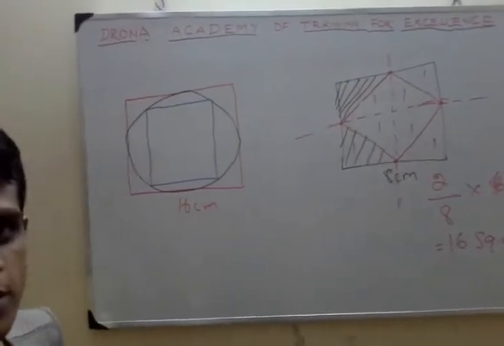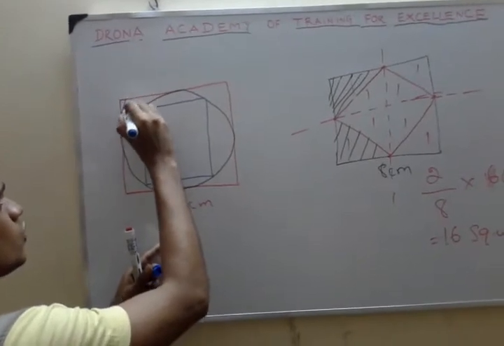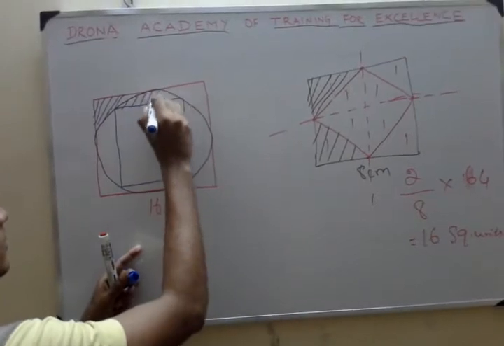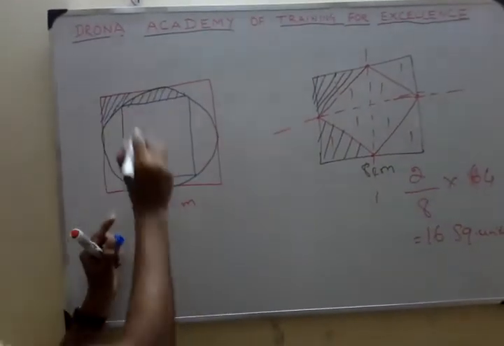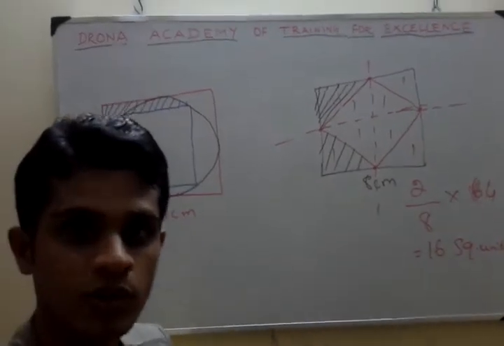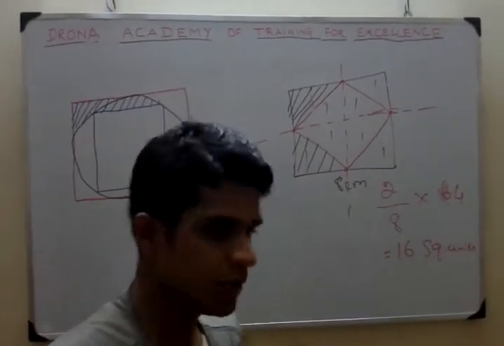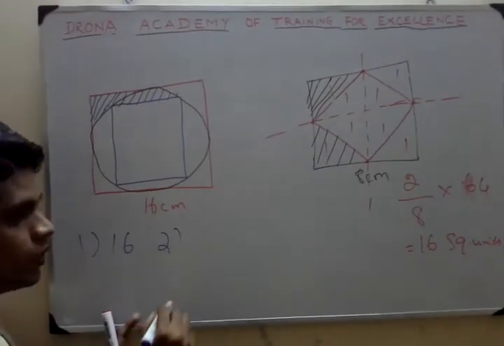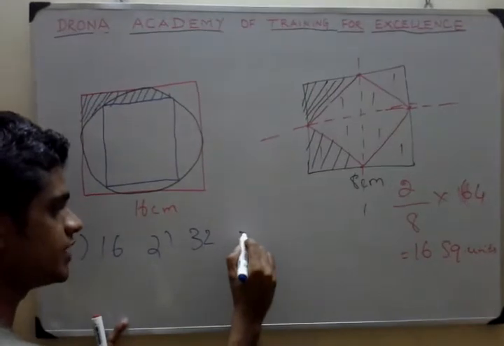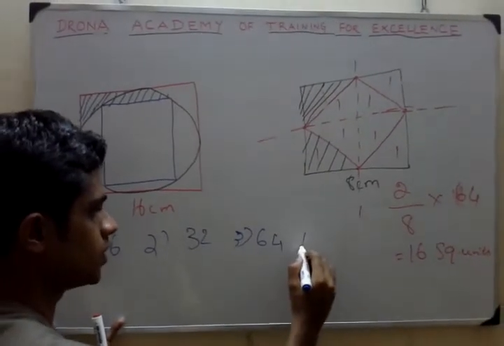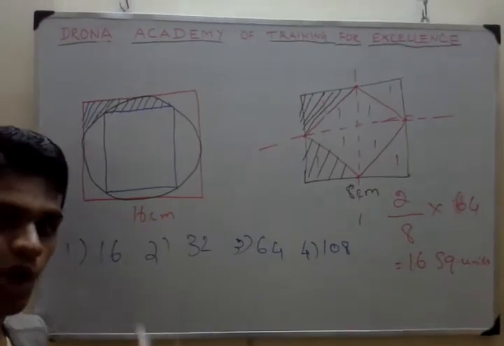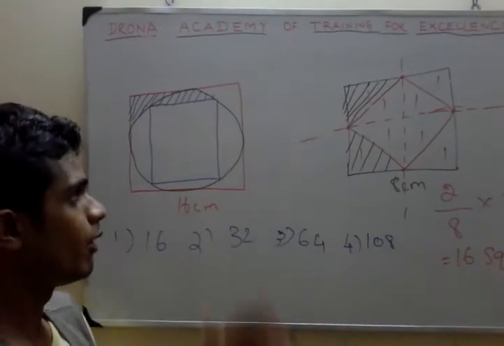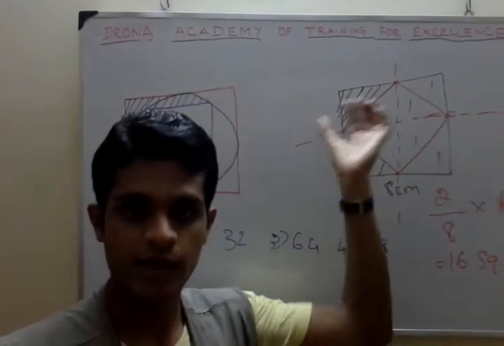Now the question: there are two shaded regions, region 1 and region 2. Find out the area of the shaded part. I'll give you the options for the question. Option 1, 16. Option 2, 32. Option 3, 64. Option 4, 108. All the options are in square units since we want the area. Now the question is like a polygon in a polygon in a polygon.